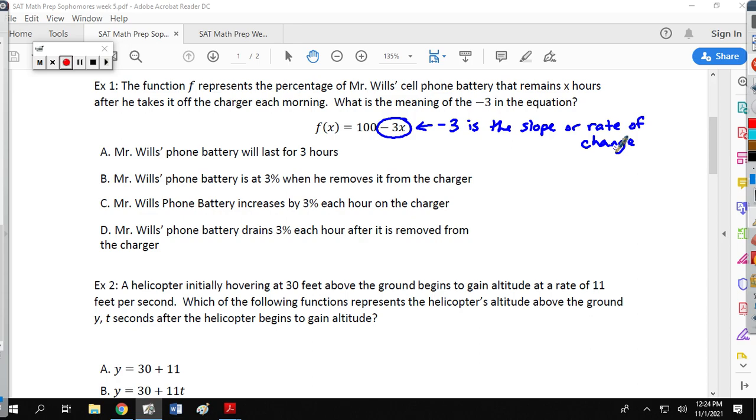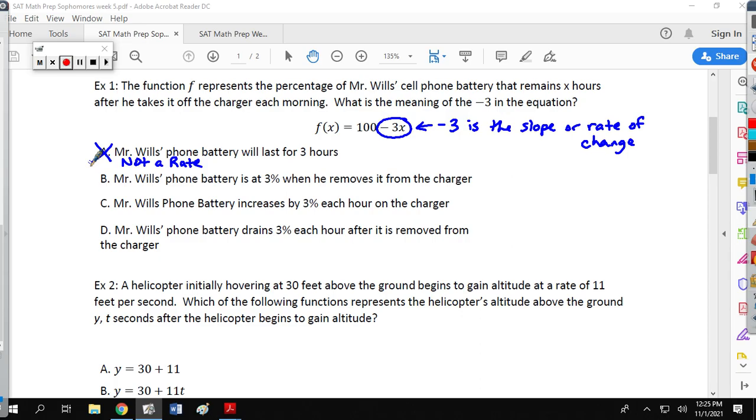Now, generally speaking, when we have one of these types of problems, 2 of the 4 answers will probably be eliminatable right away based on you identifying that -3 is in fact the slope, the rate of change. So if we look at example A, that is not a rate. It doesn't include the word per, it doesn't include the word each, it doesn't include a word that indicates that it's going up or going down: increases, decreases, rises, sinks. Words like that are things that indicate a rate. A is not a rate, which means it cannot be the correct answer because -3 is the rate of change.